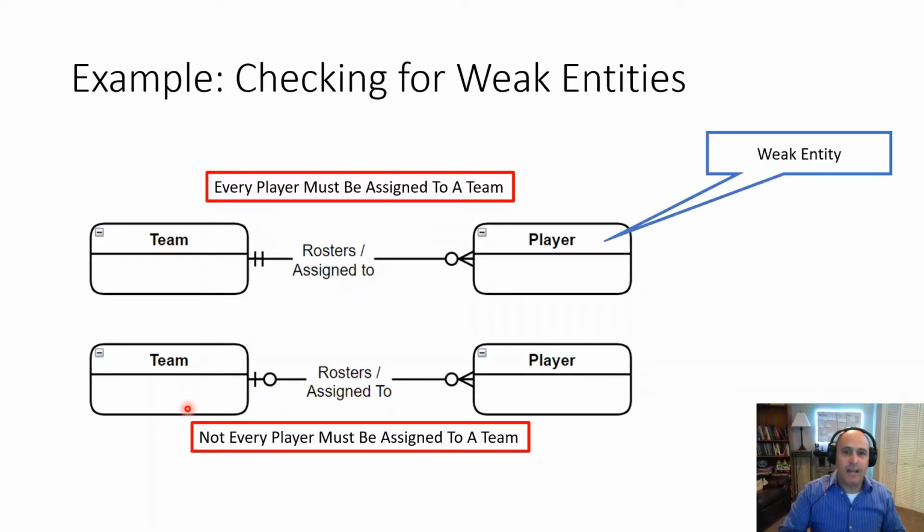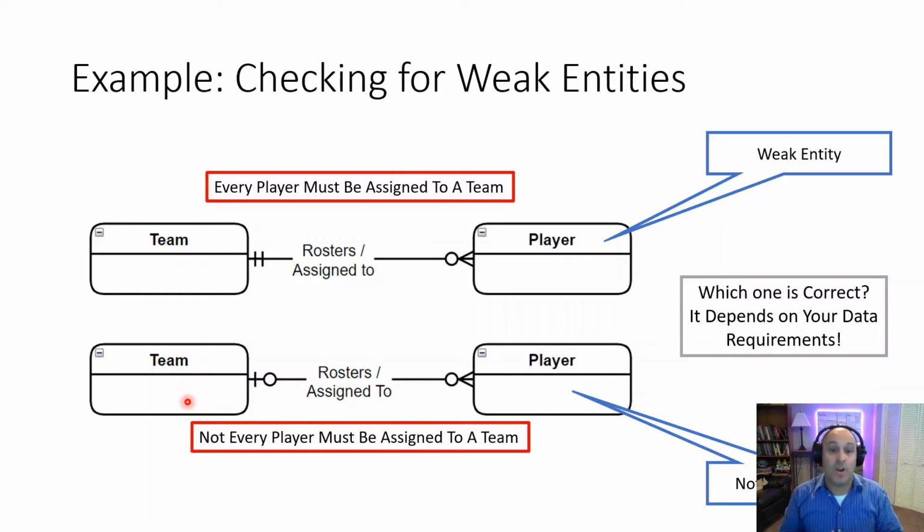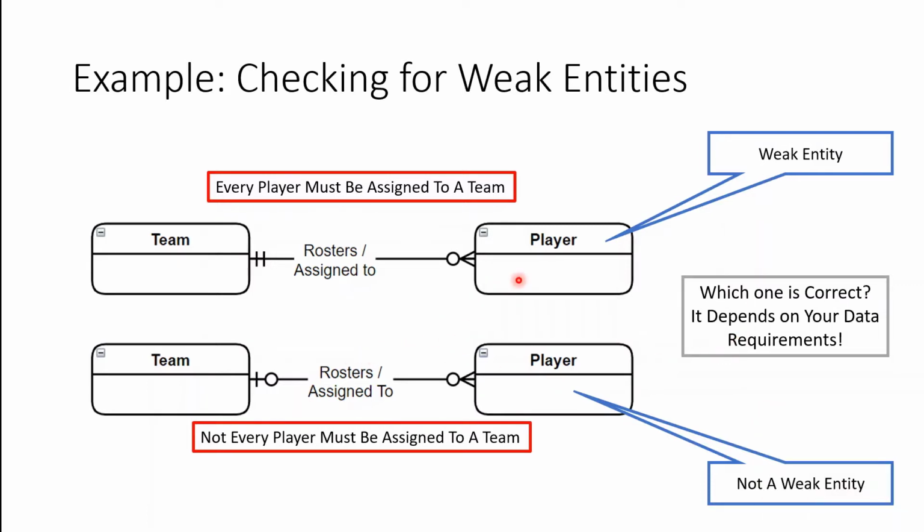So which one is right? Obviously, this one is a weak entity. This one is not a weak entity. Which one is the correct one? That is going to depend on your data requirements. What are you modeling? Is there a situation where you need to have a player and at some point in time they will not have a team? If that's the case, then you need to model it this way. If you want to have a stronger type of rule that says there is no way I will ever have a player exist that's not on a team, then you want to have this rule up here. So that's what you need to do. That's the question you need to ask. It's just a double check on this side, the one side of the one-to-many, to make sure that it really is this way.